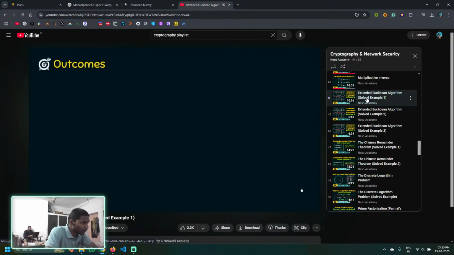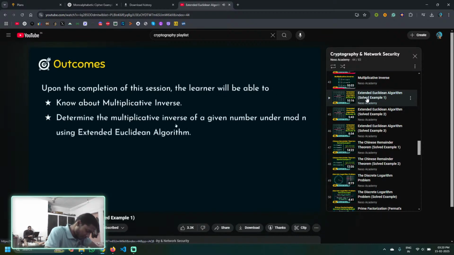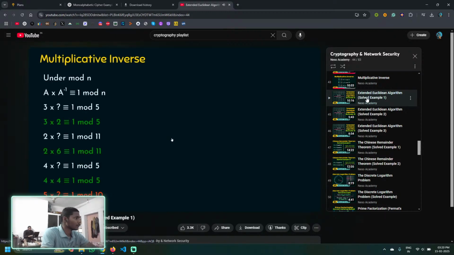As usual, let's start the session with the outcomes. Upon the completion of the session, the learner will be able to, outcome number 1, know about multiplicative inverse, and outcome number 2, determine the multiplicative inverse of a given number under mod n using extended Euclidean algorithm.